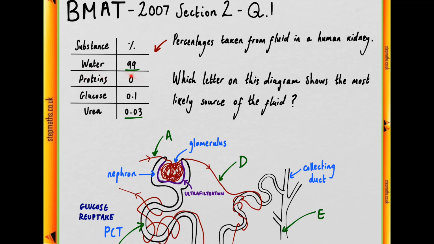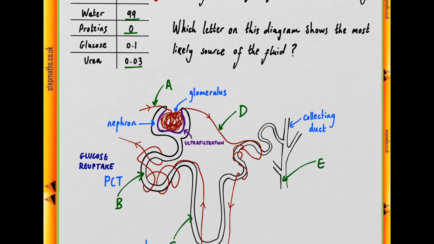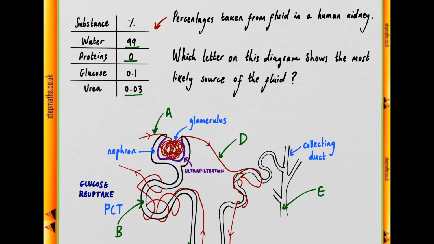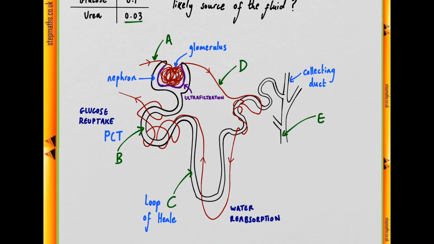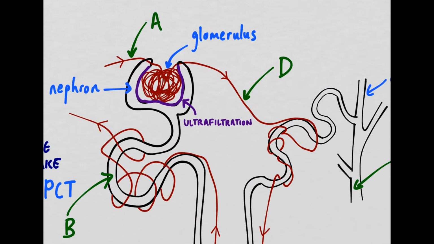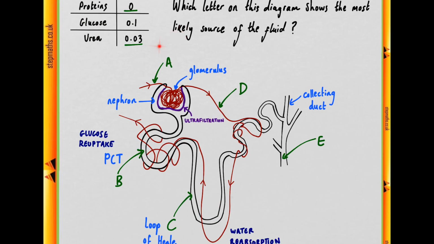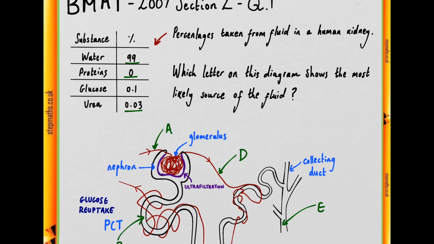Firstly, we can see that the proteins are at 0%. Now that tells us that our answer can't be A, since that refers to the pre-nephron kidney blood supply, which will contain proteins. The whole point of ultrafiltration, which happens at the interface of the glomerulus and the nephron, is that proteins remain in the blood as they are too large to pass across the barrier between the glomerulus and the nephron. So this rules out A, and it also rules out D, which is the continuing blood supply, which will retain the proteins. So we've ruled out A and D.